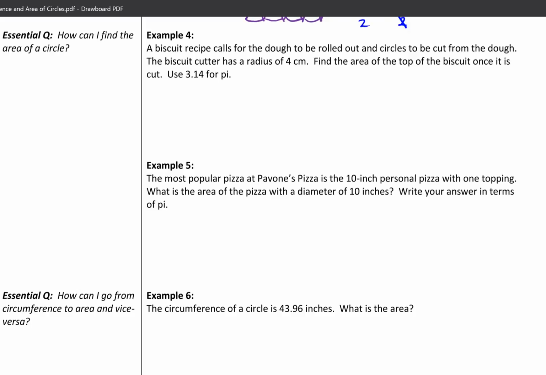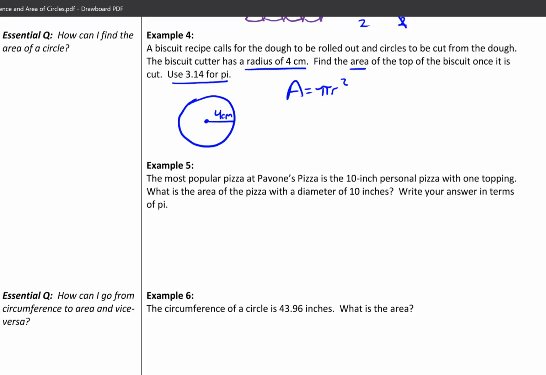A biscuit recipe calls for the dough to be rolled out and circles to be cut from the dough. The biscuit cutter has a radius of 4 centimeters. And this time we want to find the area of the top of the biscuit once it's cut and use 3.14 for pi. So let's draw that. And let's use our formula. Area equals pi r squared.